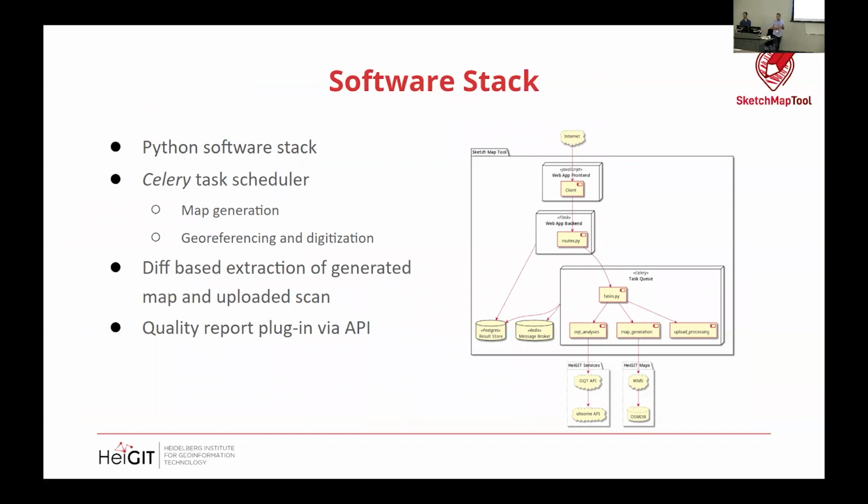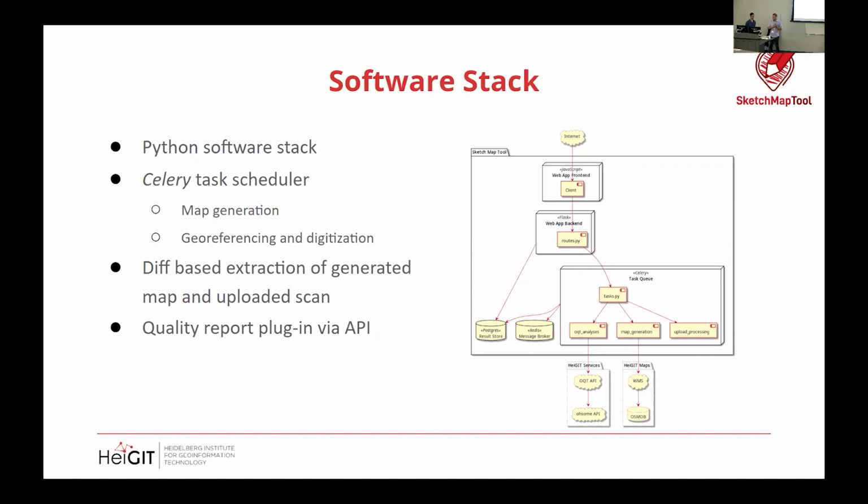Quick word about the software stack. The software is built in Python. It's basically a Flask web backend. The main task of the tool is, as I said, to create the maps and download them, and if you're done with your mapping, upload it back, and then the georeferencing and the automatic extraction happen. This all happens with a Celery task scheduler, and it also needs to be asynchronous and parallel as you have multiple users.